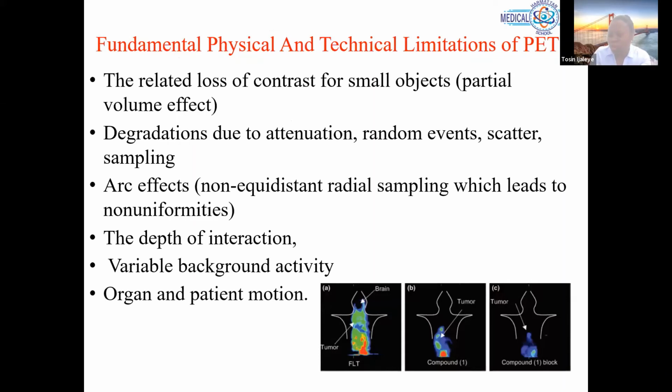Despite all these methods I've mentioned, we still have physical and technical limitations to PET imaging. Some of them are listed here: loss of contrast for small objects due to the partial volume effect, degradation due to attenuation, the scattering effect, and also sampling. Also, we have the arc effect, the depth of interactions, variable background activity, and organ and patient motion.